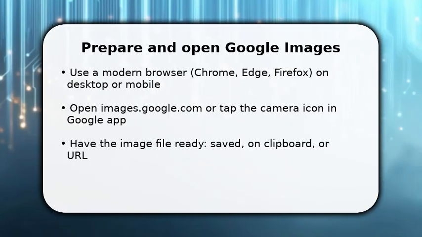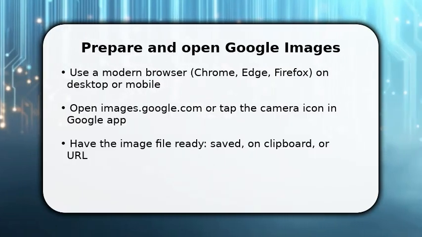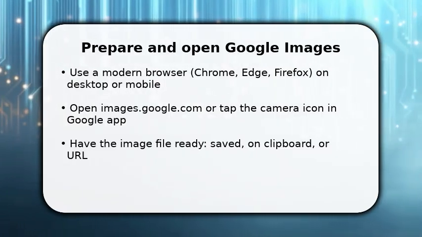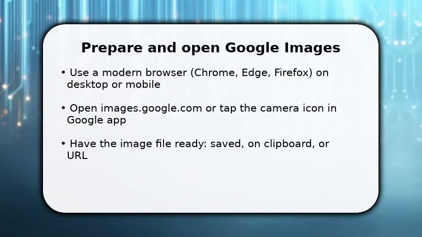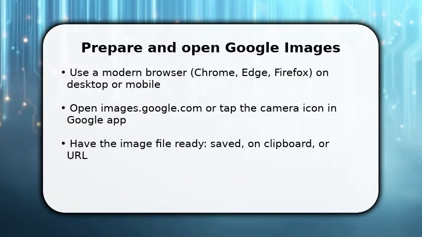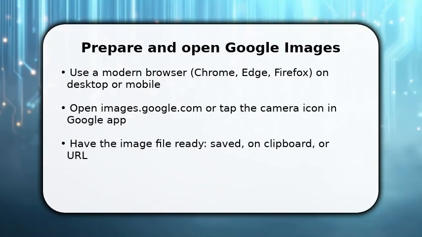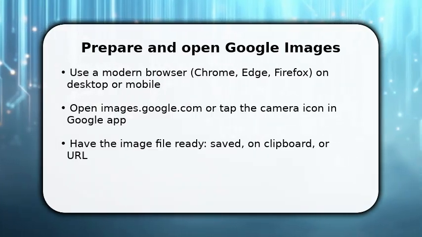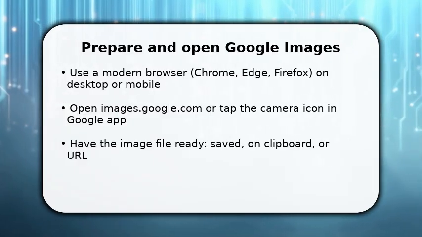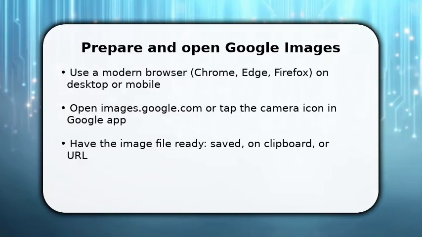You'll start by opening Google Images and getting your image ready. On desktop, go to Images.Google.com. On mobile, open the Google app and tap the camera. Make sure the image is accessible, saved to your device, copied to the clipboard, or hosted online with a URL. This matters because the input method changes the next steps.